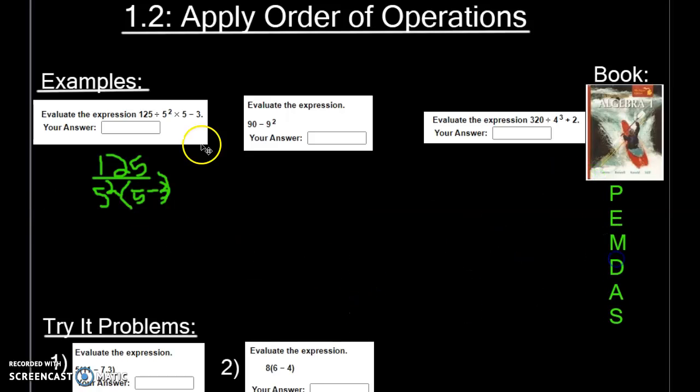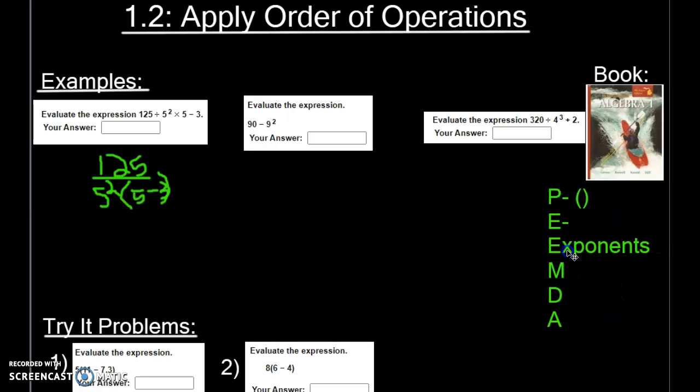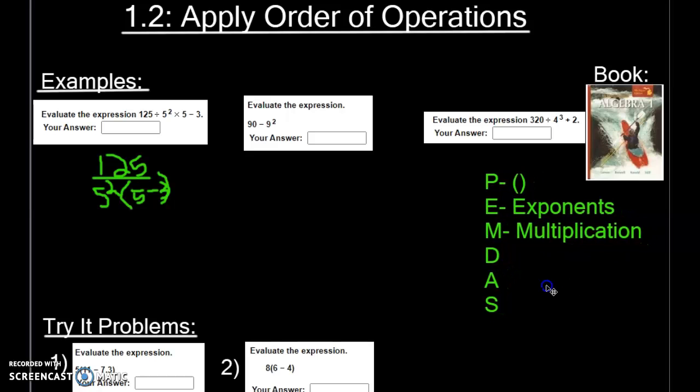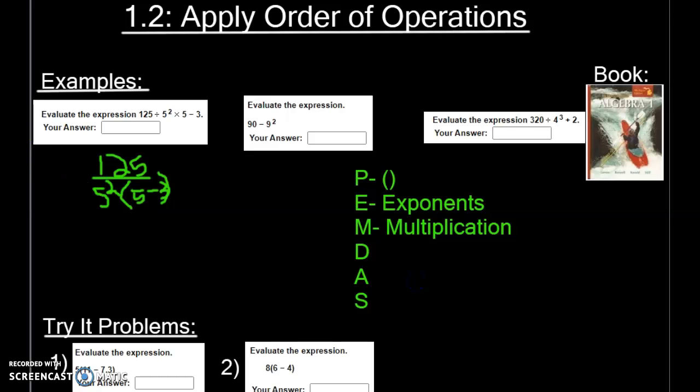You have to use PEMDAS. So the P would be the parentheses, the E would be the exponents, the M would be multiplication, the D would be division, the A would be addition, and then the S would be subtraction.